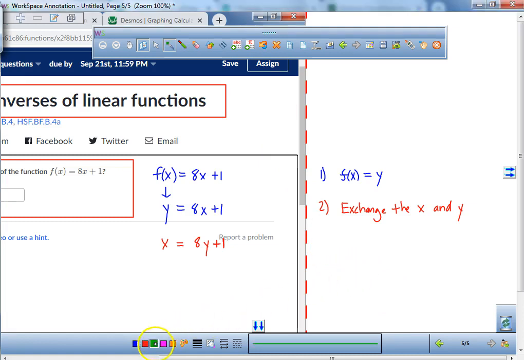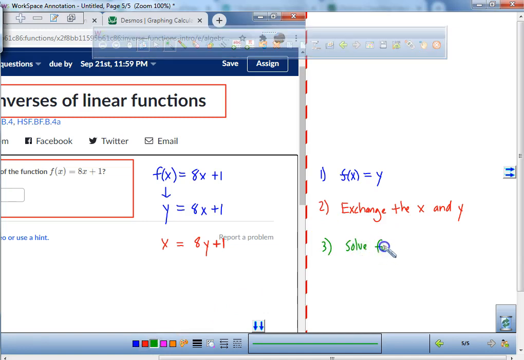Now, the next thing we're going to do, after we exchange the x and the y, is solve for the new y value. We got to solve for y. So now we have to solve for this y value.